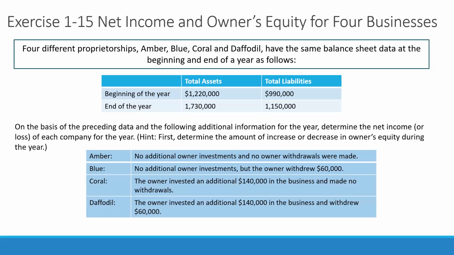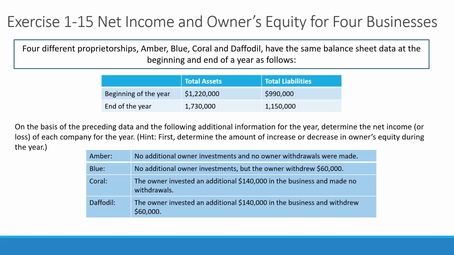So for Amber, no additional owner investments were made. Total assets at the beginning of the year were 1.2 million. So in this example, it looks like equity increased throughout the year. That's fair to say, because your assets increased more than the liabilities did. If there was no additional owner investment during the year, that means that there was a net income for the business. If the owner withdrew 60,000, then that actually means that the business made even more money than this would assume, because equity went up even though the owner withdrew money from it.